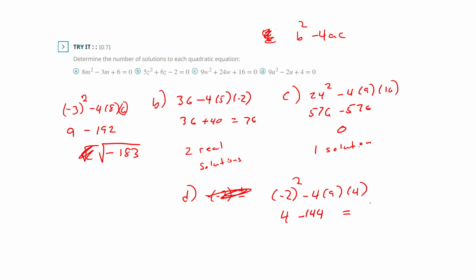So really, if this is the question, you wouldn't even need to find what the number is. But you get negative 144 underneath the square root. So no real solutions.